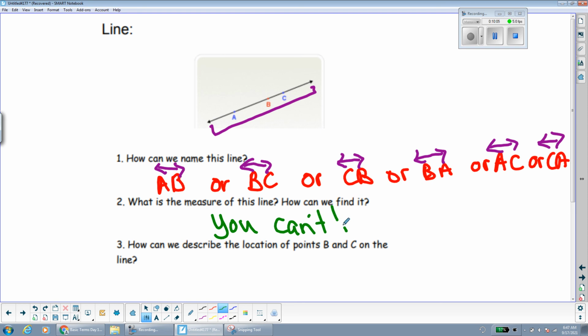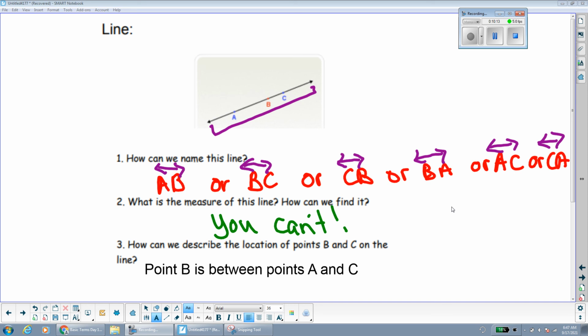How can we describe the location of points B and C on the line? Well, in words, how would you describe it? The best way for me to describe this would be that point B is between points A and C. Between is a word that we have here in geometry, and it means exactly what it means in English. Point B can be found somewhere between points A and C. So if you're drawing a diagram and you know that point B is between points A and C, then point B should be somewhere in between the two. So keep that in mind.